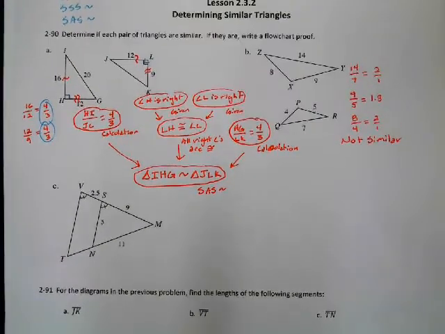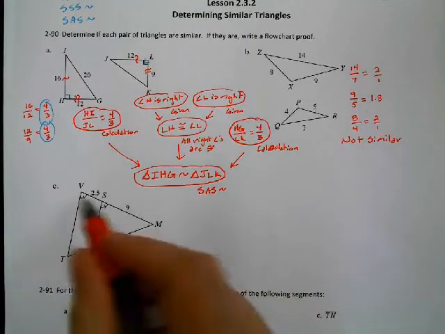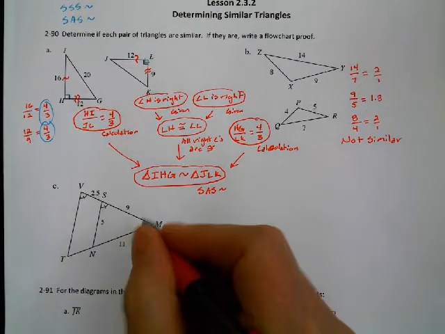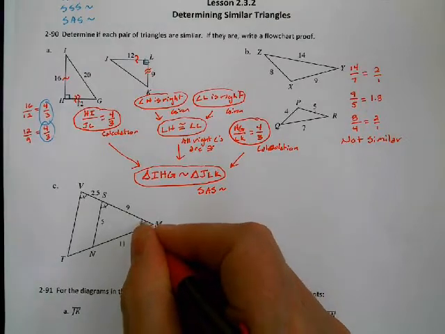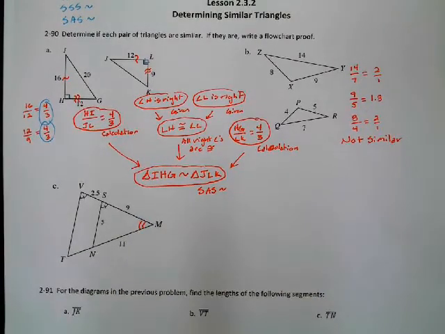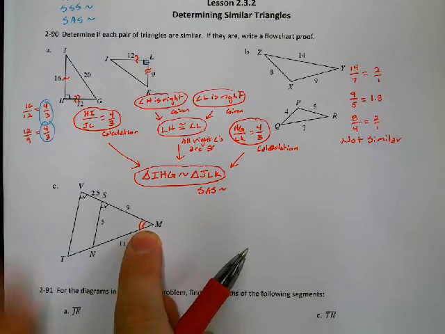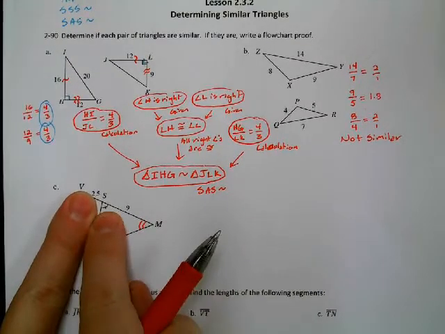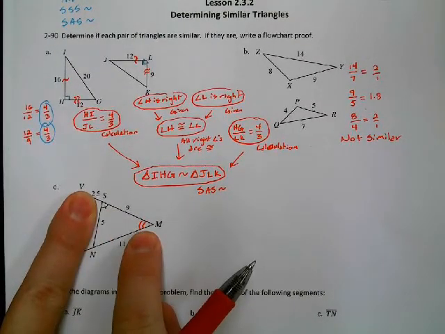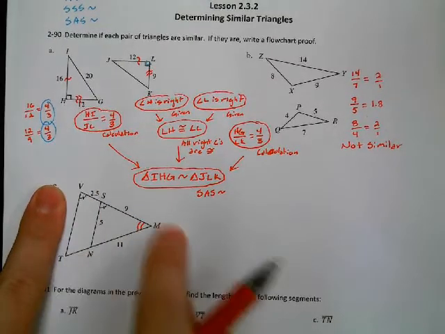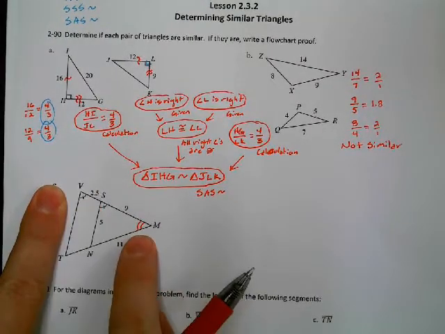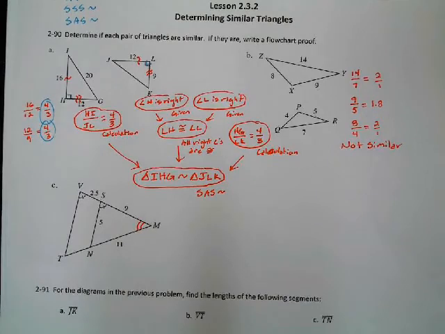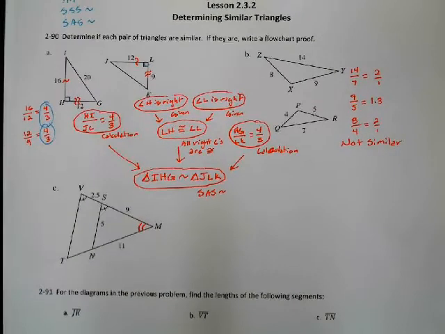All right, this one. We've got an angle here and an angle here. So we've got one angle. And looking at these two triangles, I actually have a second angle. Angle M is the same on both triangles. That's a reflexive property. So on the small triangle, I've got this angle and my reflexive property. And on the big triangle, I've got this angle and the reflexive property. So this is angle, angle. We're going to use angle, angle on this one.